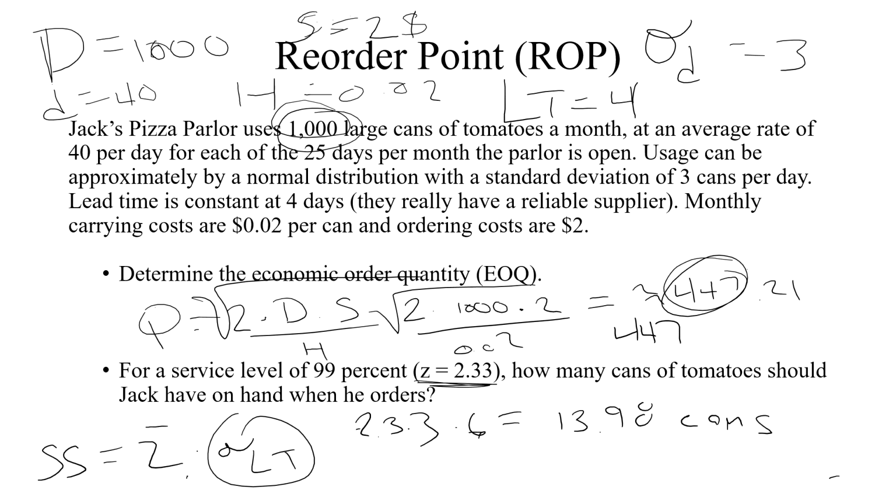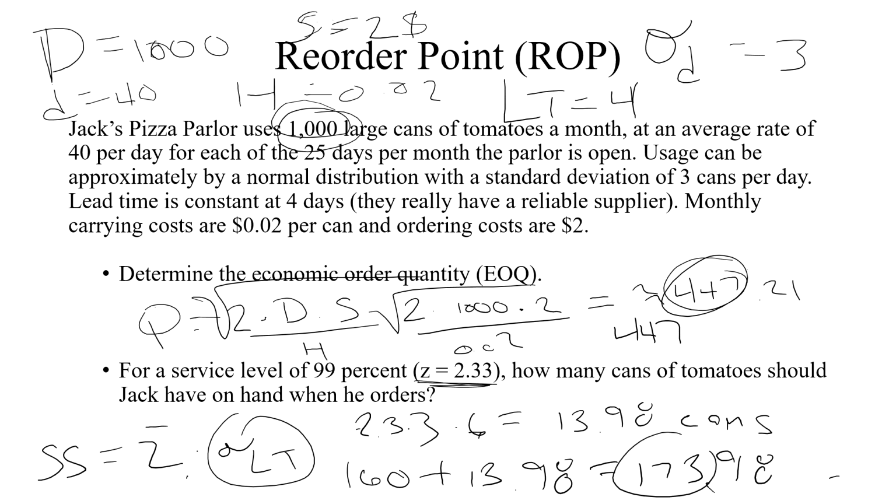And then we're going to go ahead and find our reorder point, which is our expected demand plus our safety stock. So our expected demand is going to be that 160 we found earlier plus our safety stock we just found, and that's going to give us a total of 173.98. Once again, we are going to want to round this to ensure our 99% service level. This is so that demand does not exceed our supply, so we're going to round that to 174 cans. And then just remember, this 160 came from that demand during our lead time that we found earlier.